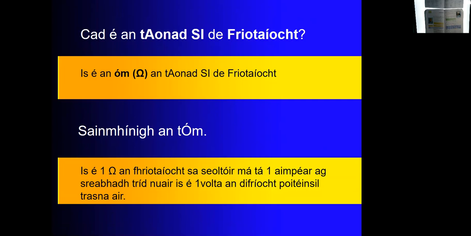Problem 1: find the resistance of a conductor if it carries a current of 4 amps when the potential difference across it is 20 volts. We just use the formula, R equals V over I, so 20 divided by 4 gives 5 ohms.